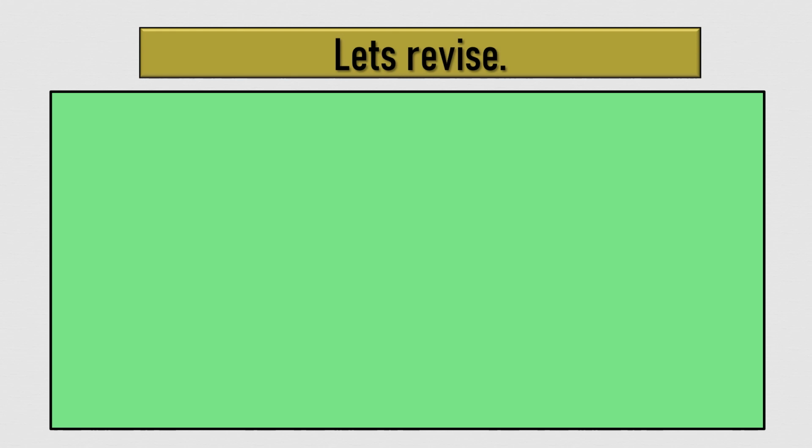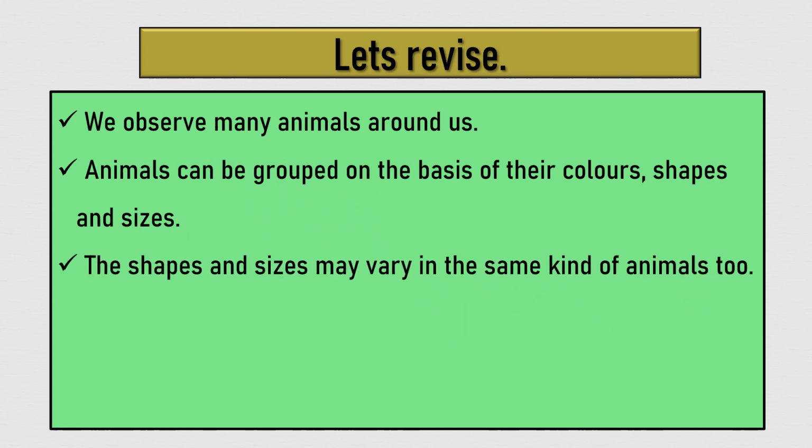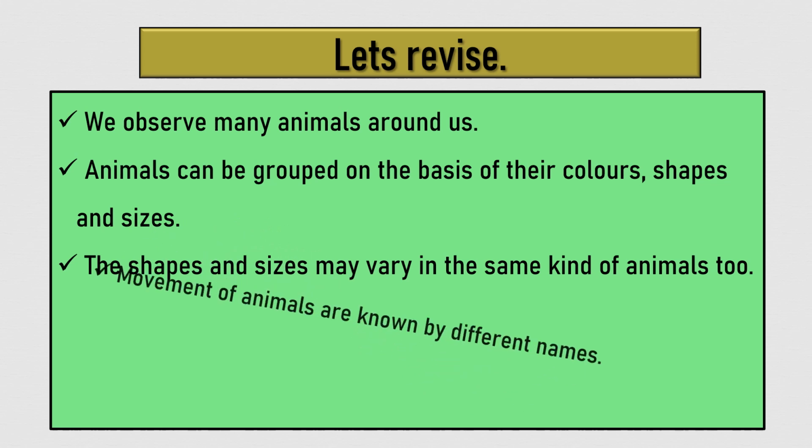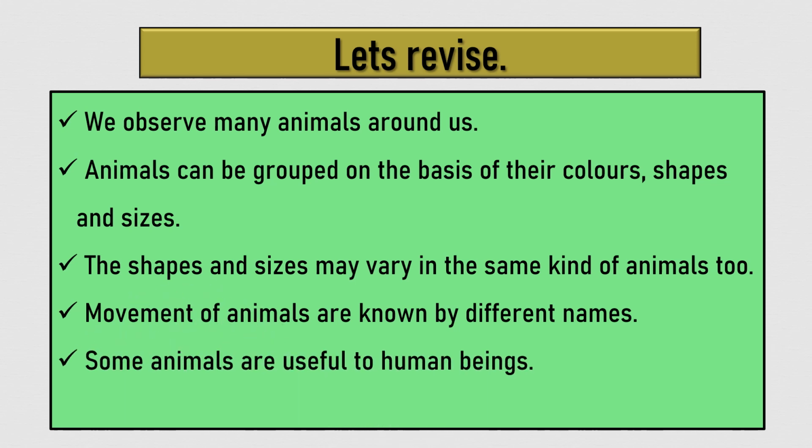So children, what have we learned so far? Let's revise. We observe many animals around us. Animals can be grouped on the basis of their colors, shapes and sizes. The shapes and sizes may vary in some kind of animals too. Movements of animals are known by different names. Some animals are useful to human beings. Some animals are a nuisance.